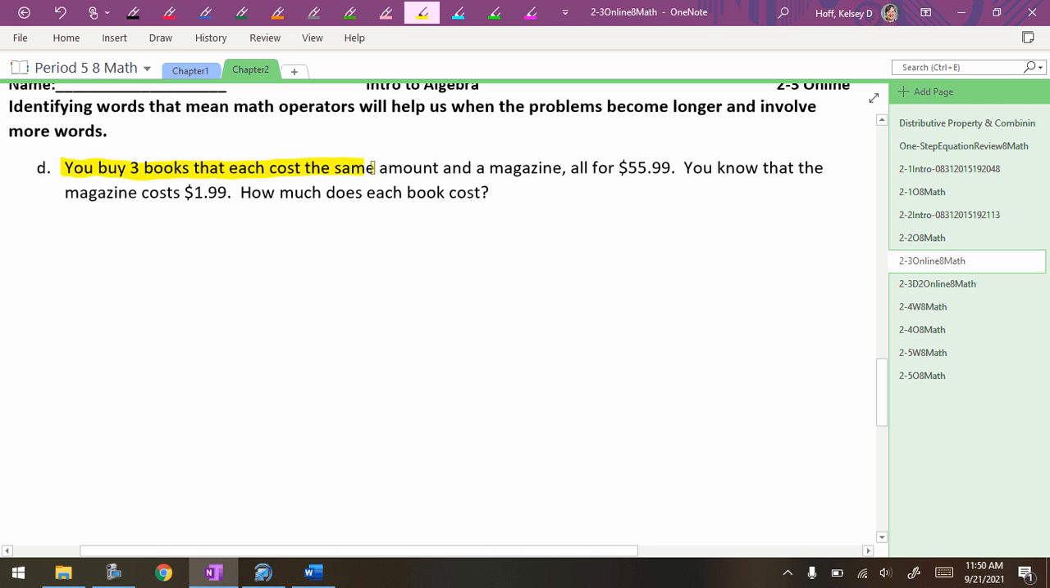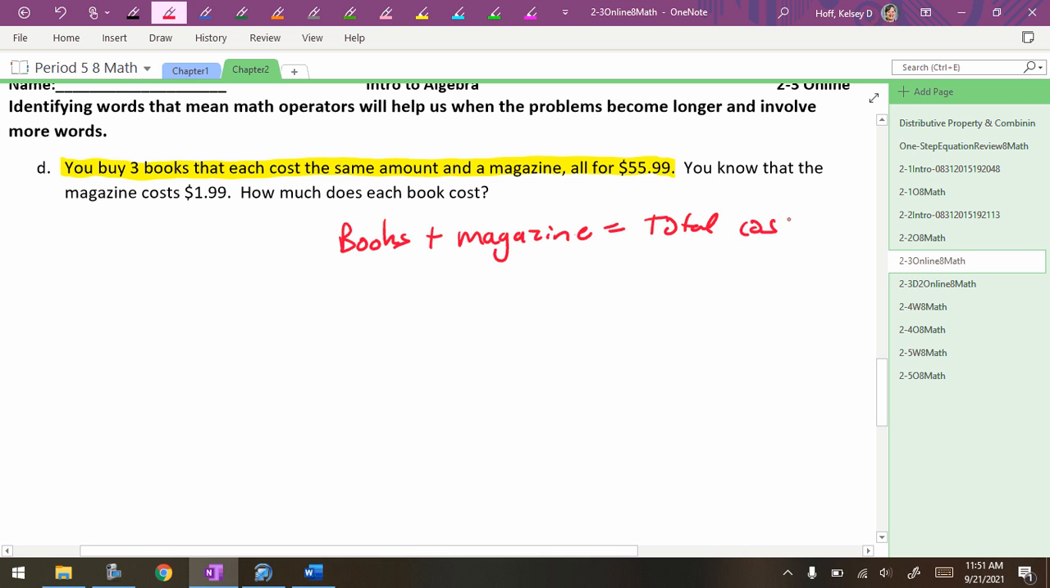I want to put this into a partial equation. No numbers, but just how I would set up my equation. Only words. What am I buying? 3 books and a magazine. So really I have books. What math operation am I going to do with that magazine to set up an equation? Gavin? I'm going to add the magazine, and it's going to equal my total cost.